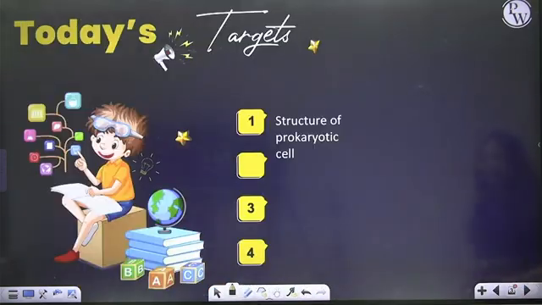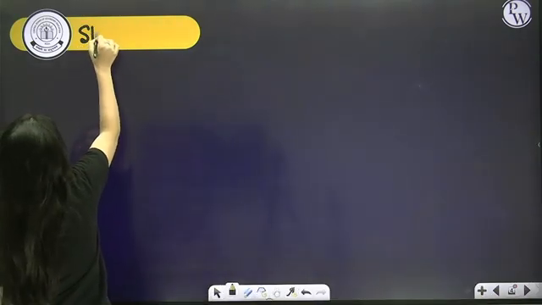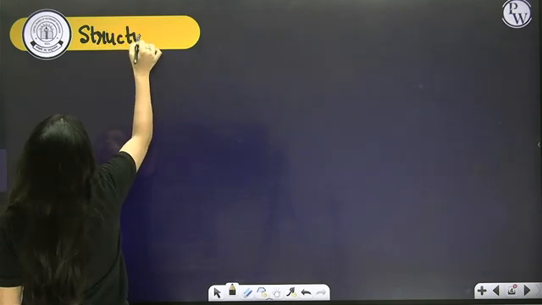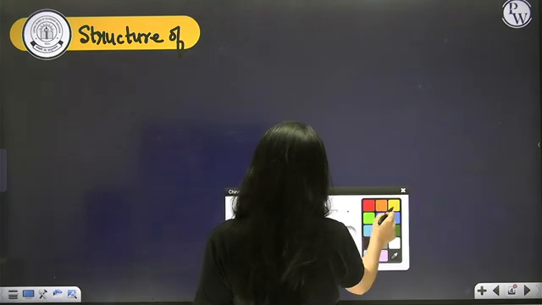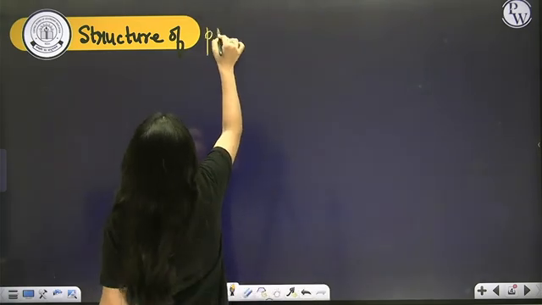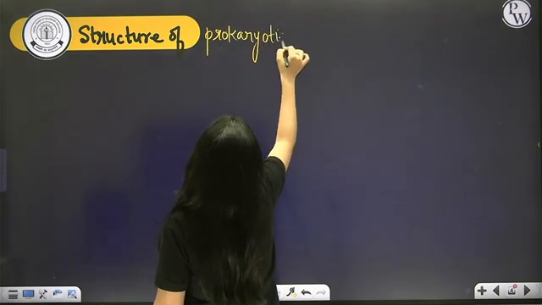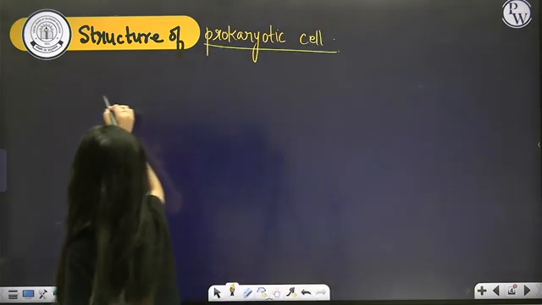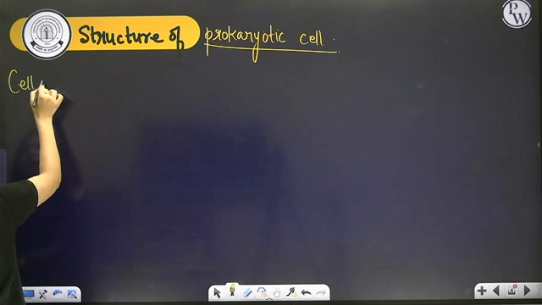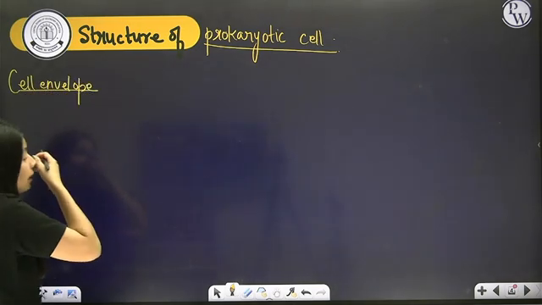Here goes the first heading: structure of prokaryotic cell. And first we are going to discuss the cell envelope, that is the surrounding of the cell.